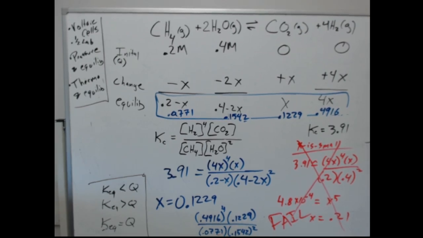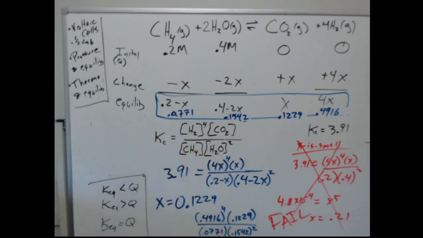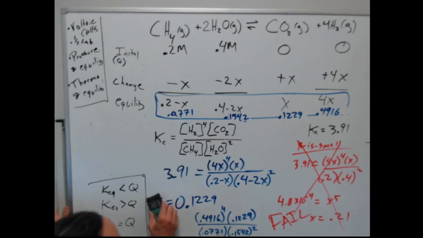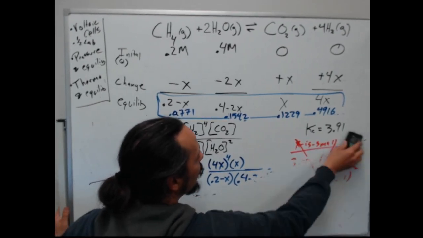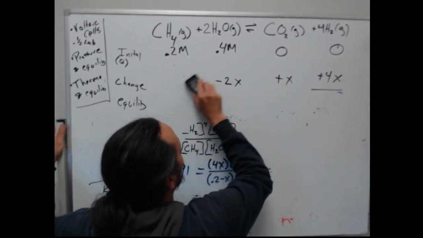So this was when we had some starting reactants and no products. We said, what if we had products? Okay, so I'm going to erase all of this and we're going to get to a new problem. Ready? Okay. So then we say, okay, what if... Oh, I didn't mean to erase the KC. Whoops.